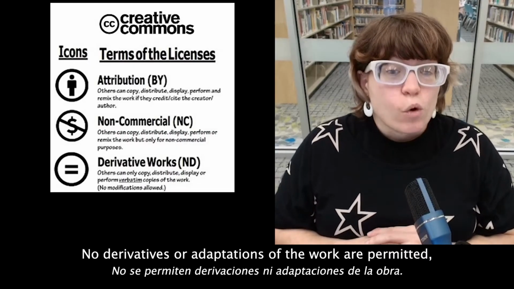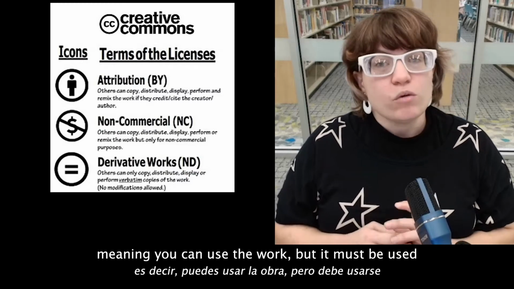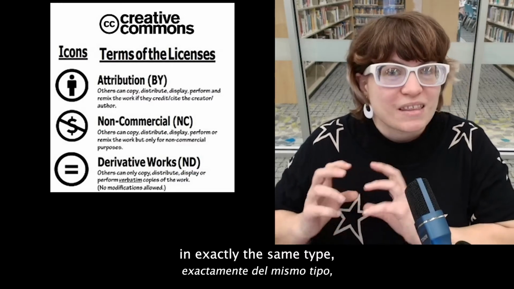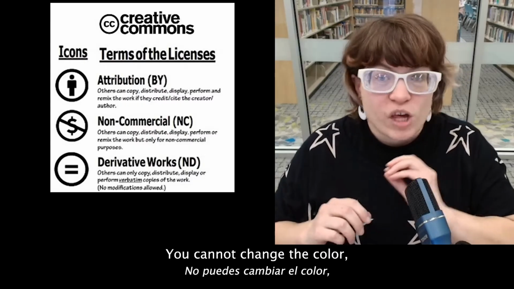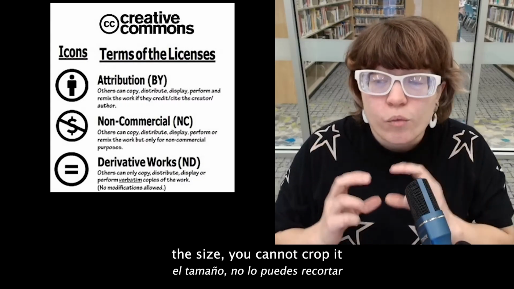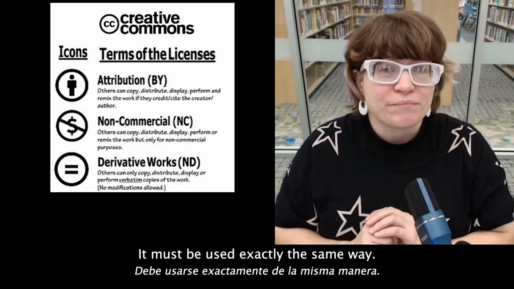The third type is ND, or no derivatives. No derivatives or adaptations of the work are permitted, meaning you can use the work, but it must be used in exactly the same type. So you cannot change it in any way. You cannot change the color, the size, you cannot crop it or make it bigger or anything like that. It must be used exactly the same way.